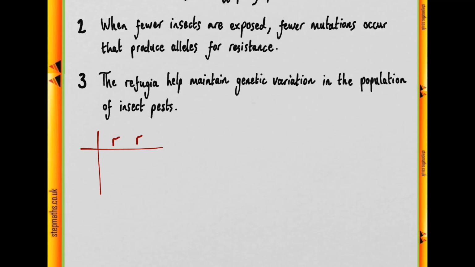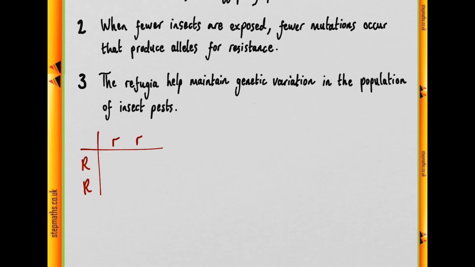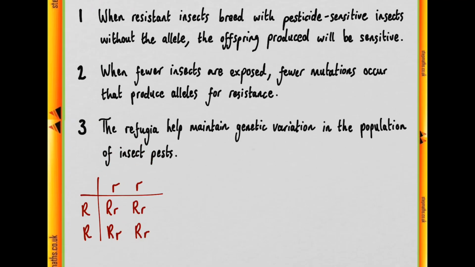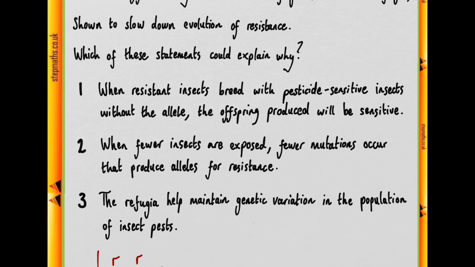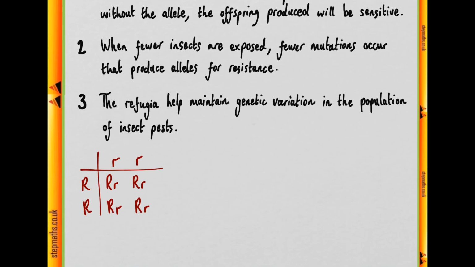recessive form. Now, if a resistant insect with the homozygous recessive form breeds with an insect which doesn't have the allele, i.e. just has two copies of the dominant allele, all of the offspring will be heterozygotes. So therefore we can say with some confidence that the offspring produced will be sensitive, because heterozygotes only have one copy of the resistant allele and therefore will not show resistance if it's completely penetrant.